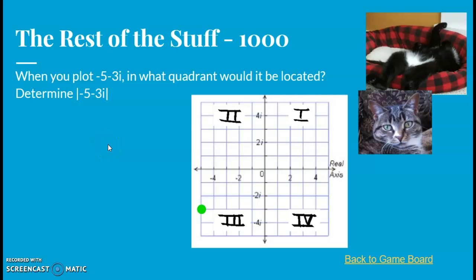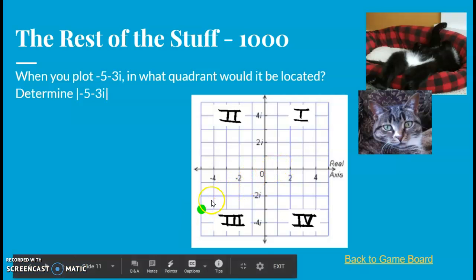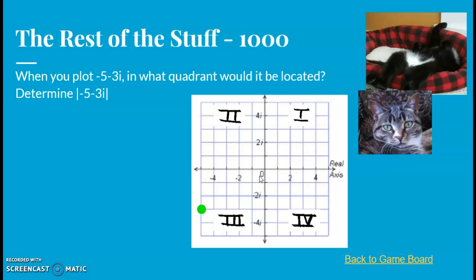Next, we're supposed to determine the absolute value of -5 minus 3i. Recall that absolute value for a complex number is the distance from 0. So we're trying to find the length of this diagonal line that's running between the green dot and 0. I can do that by making a triangle. Here come the sides.